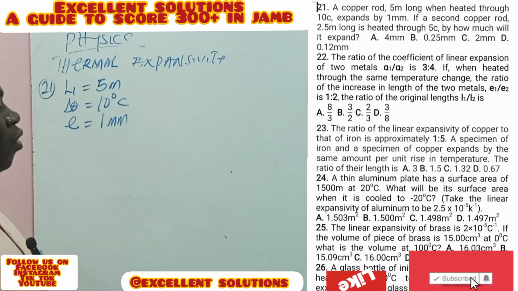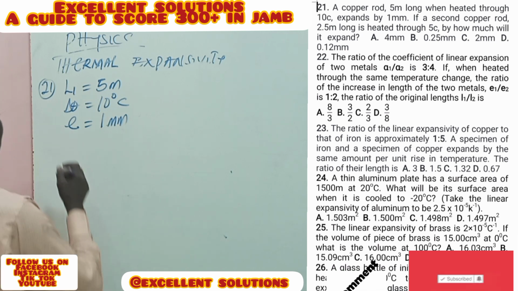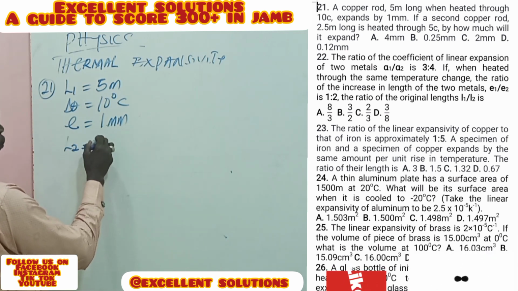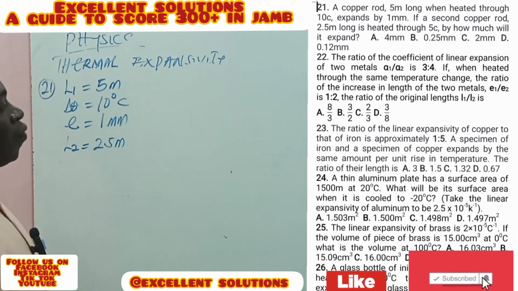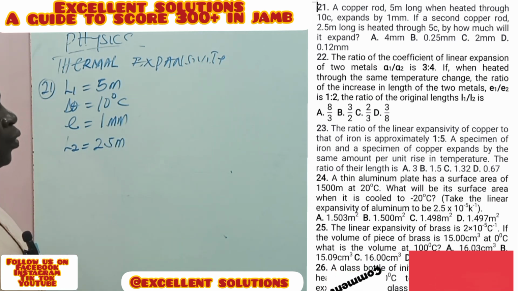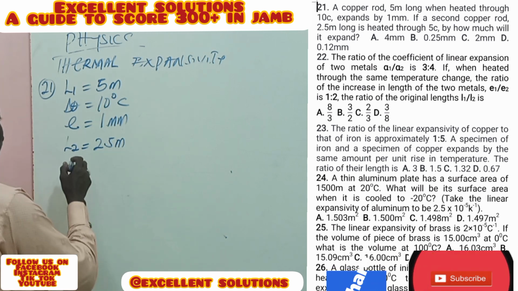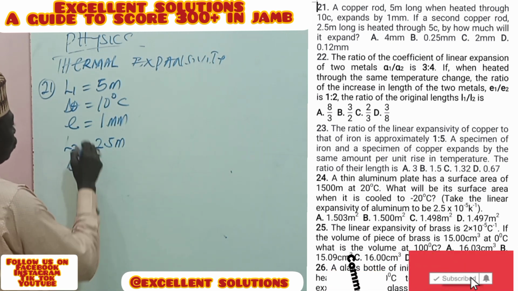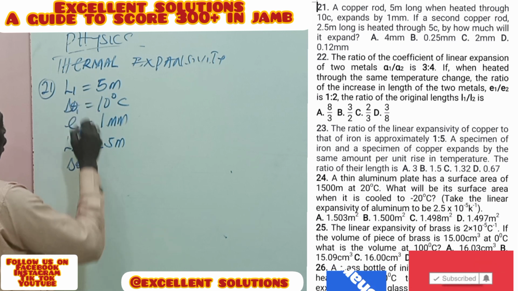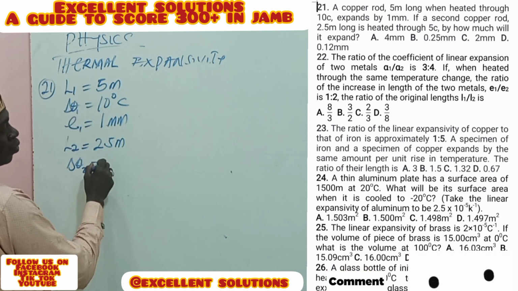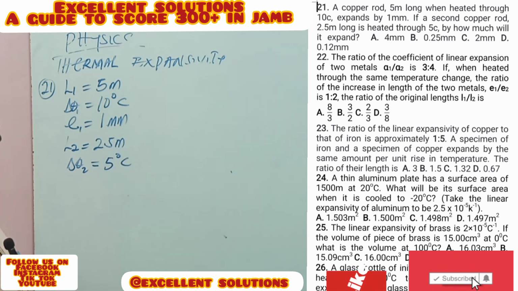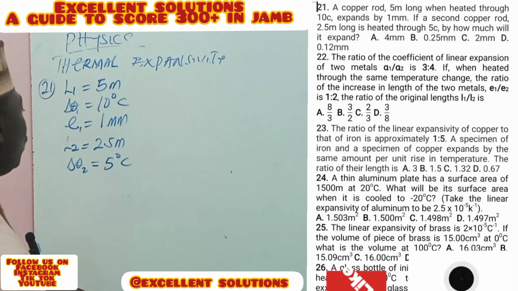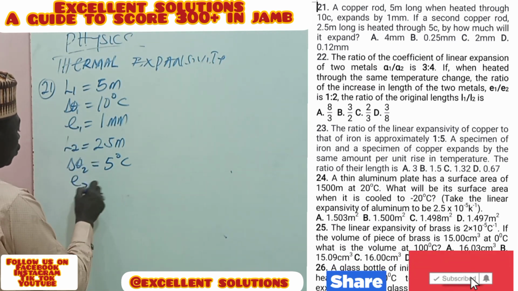If a second copper rod 2.5 meters long, L2 equals 2.5 meters, is heated to 5 degrees Celsius, so delta theta 2, we can say this is 1, this is 1. Delta theta 2 equals 5 degrees Celsius. By how much will it expand? So we are looking for expansion 2.